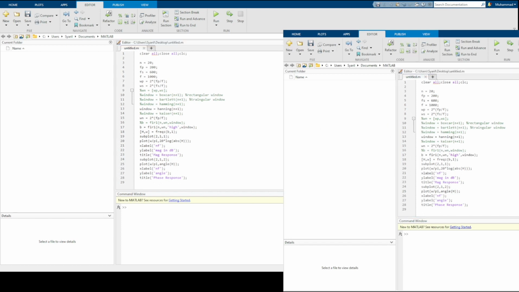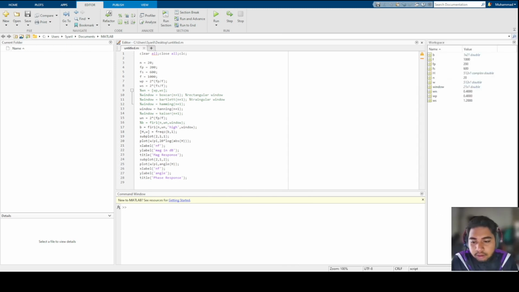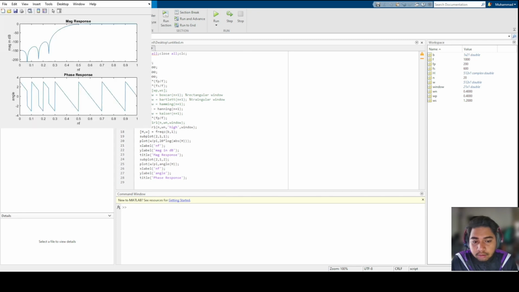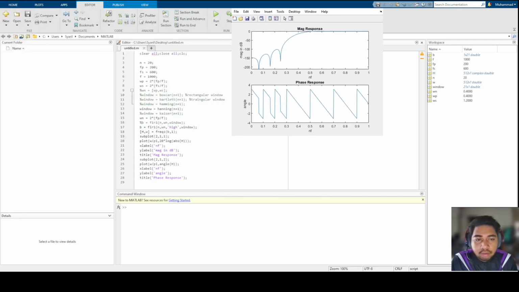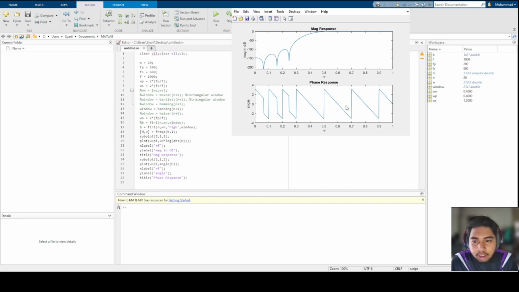Oh, it crashed again. Wait, I need to close it first. Alright, this is the output for the Hamming window for the low pass filter. Oh sorry, high pass filter. And the last one is the Kaiser window.